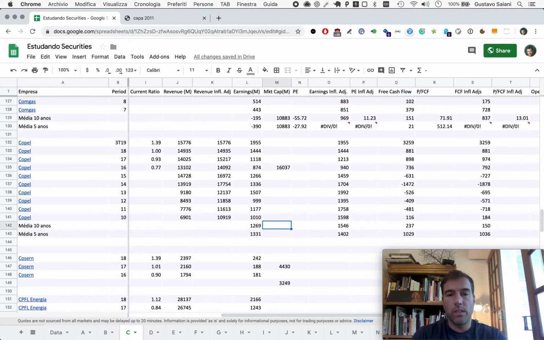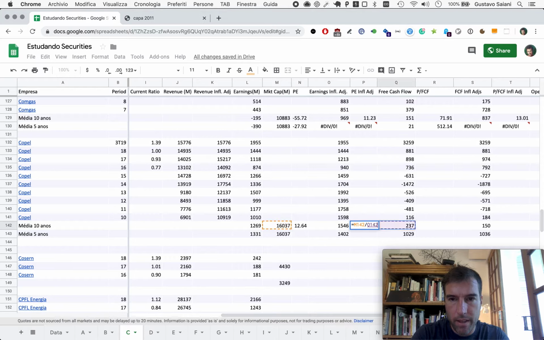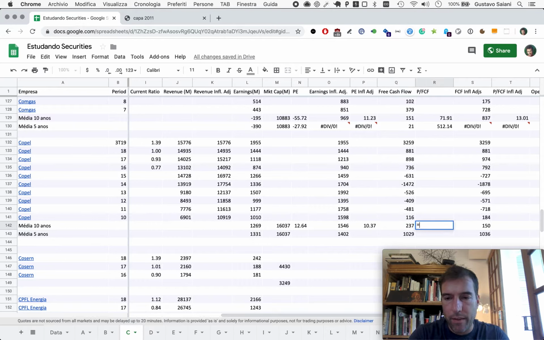And now we can do, so this is the market cap. Let me just bring it to here. And now we'll do price to earnings over 10 years and price to free cash flow over 10 years. So this is the price divided by these earnings. This is the price divided by the earnings, but now inflation adjusted. Same thing for free cash flow. So before adjusting for inflation, price, which is the market cap, divided by the free cash flow. Price, which is the market cap, divided by the free cash flow.